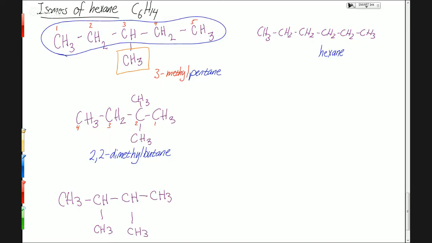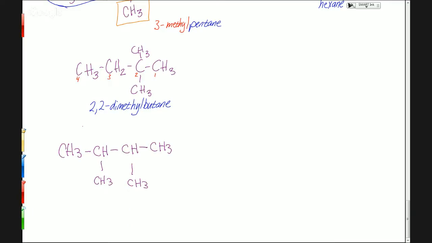And what about this last one? Did we get a name for that one? Yeah, this one's going to also be a dimethylbutane, but the methyl groups are on 2 and 3. So we actually keep the name very similar, we just change the numbers. This one's going to be 2,3-dimethylbutane. So we've got 2,2-dimethylbutane and 2,3-dimethylbutane.